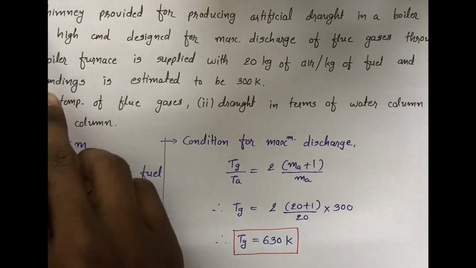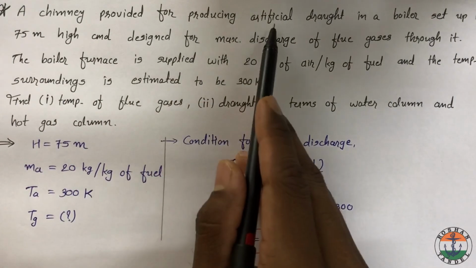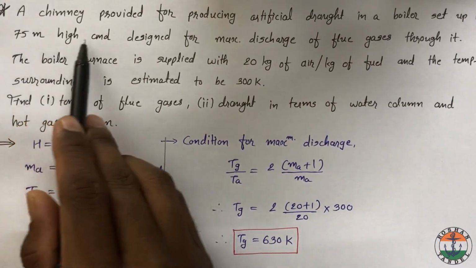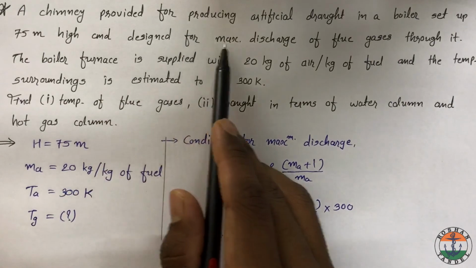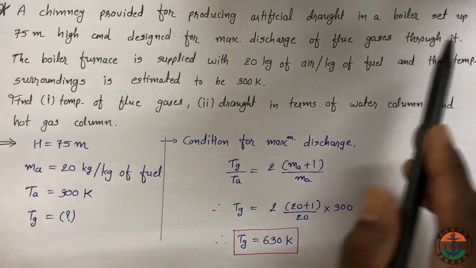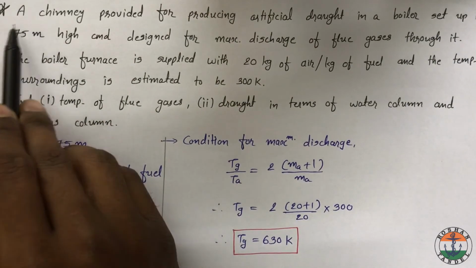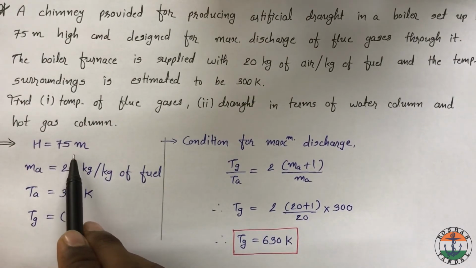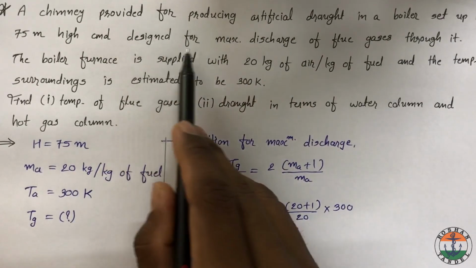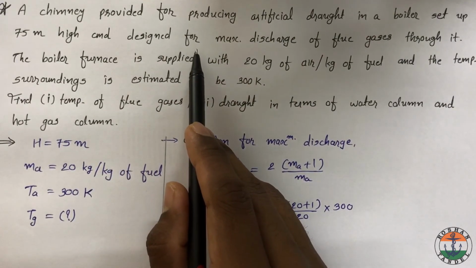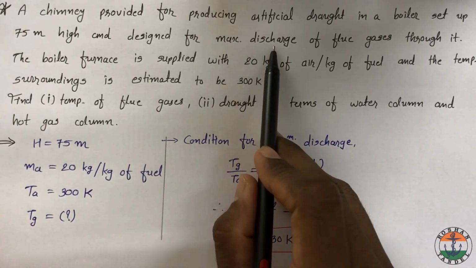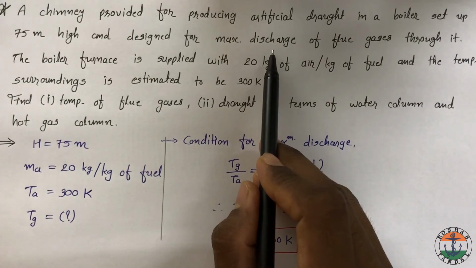Sixth example. A chimney provided for producing artificial draft in a boiler setup is 75 meter high and designed for maximum discharge of flue gases through it. Here, height of the chimney capital H is given as 75 meter and it is designed for maximum discharge condition. So you have to apply the condition of maximum flow rate or maximum discharge in this example.